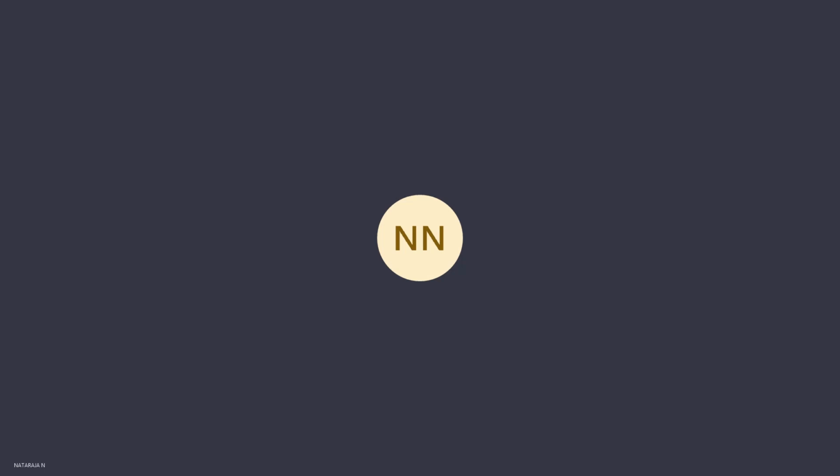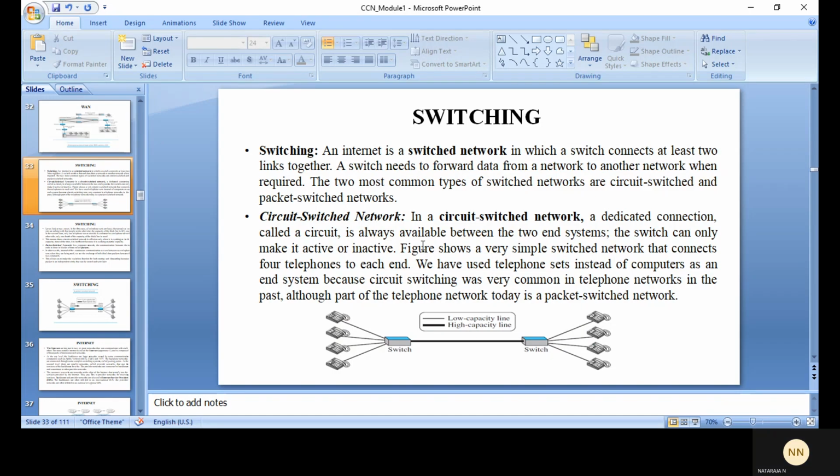Next topic, switching. An internet is a switched network in which a switch connects at least two links together. A switch needs to forward data from one network to another network when it is required. The two most common types of switched networks are circuit switched and packet switched networks. Circuit switching and packet switching. We'll discuss one by one.